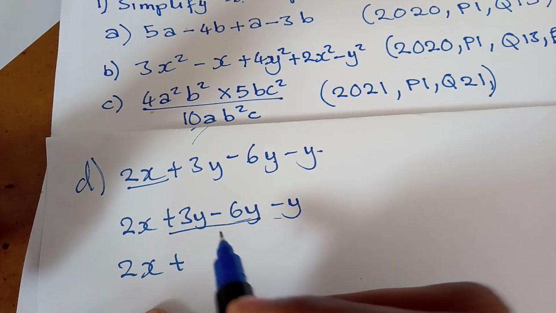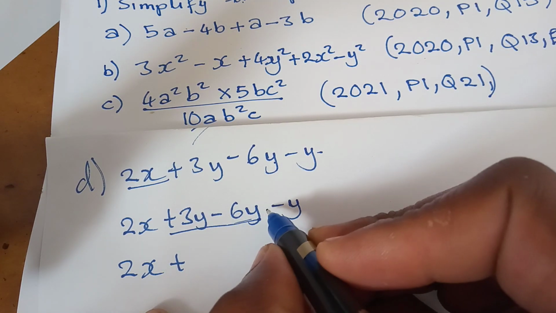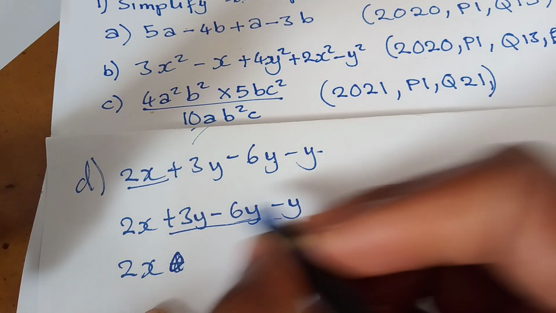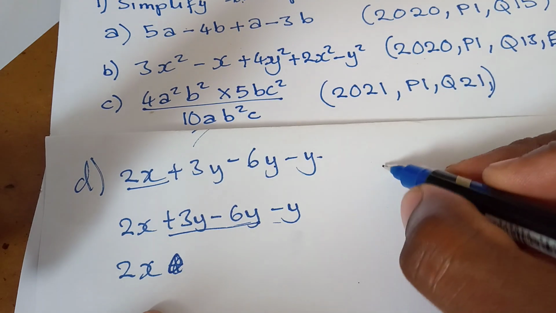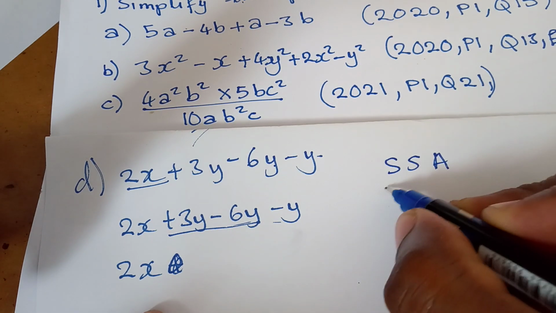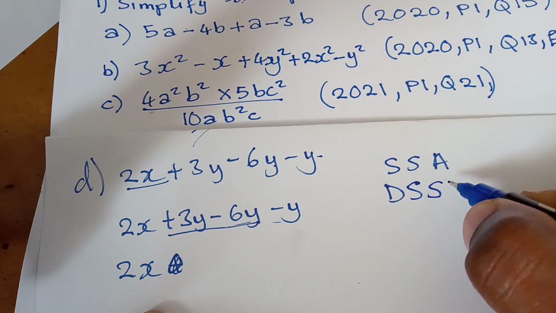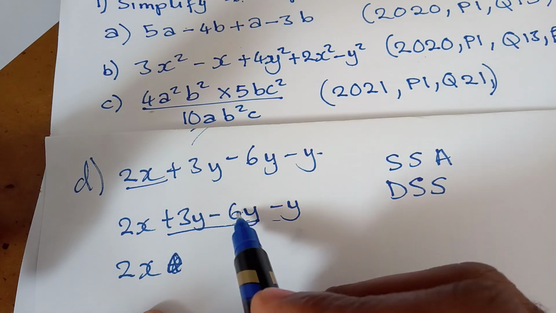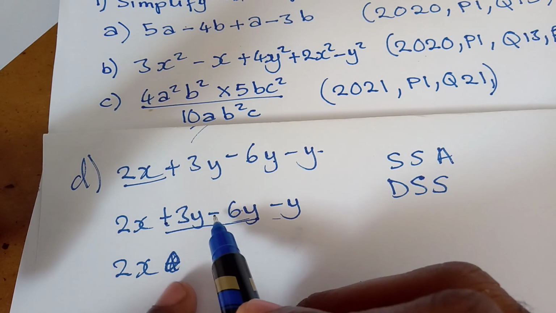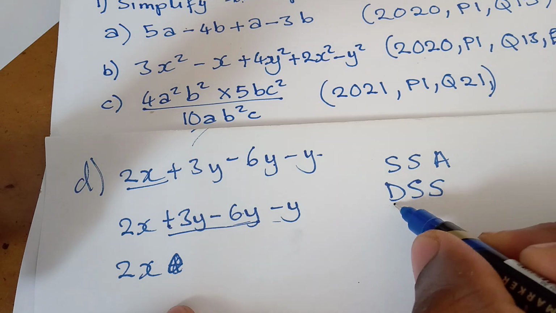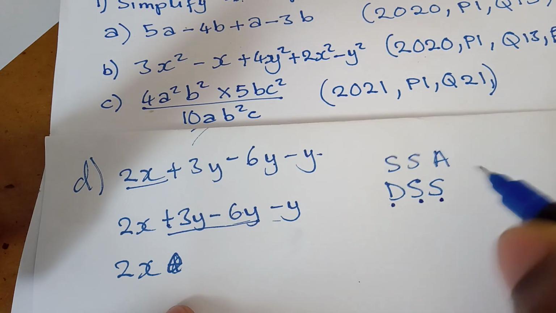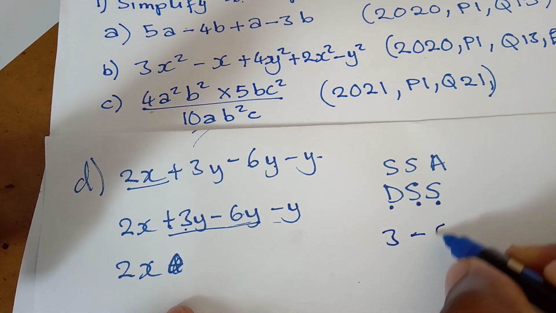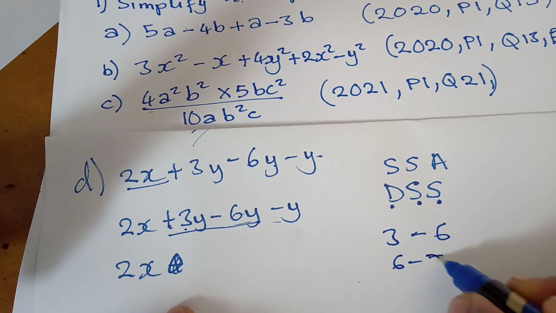So in this case, we have 3y minus 6y. To manipulate these, or to subtract these, remember these two rules: same signs add, different signs subtract. In this case, we have different signs. This is a plus, this is a minus. So when we have different signs, we subtract. So what is 3 minus 6, or 6 minus 3?